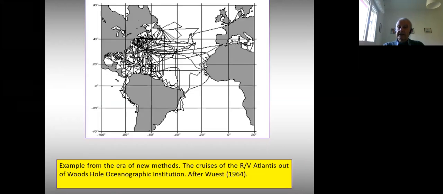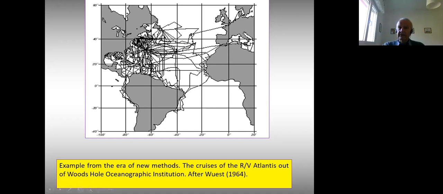The era of the new methods, which is, for example, the Atlantis cruise out of Woods Hole. The Woods Hole Institute was founded in 1930, and all these measurements have been done by Woods Hole. Obviously, for obvious reasons, they were interested in the northeastern Atlantic, in this part here.